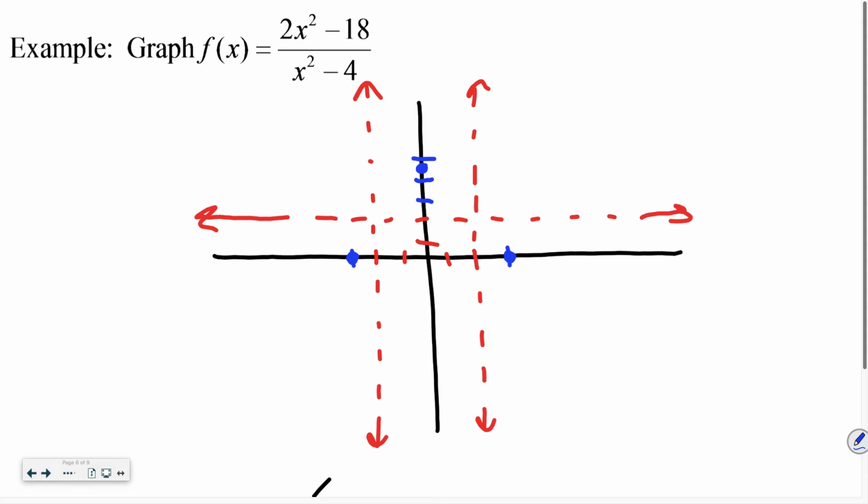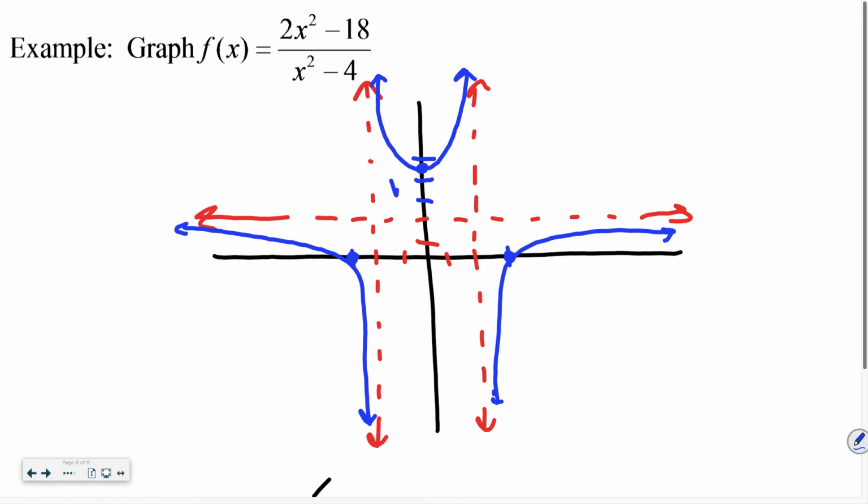To the left of 2, we have a negative derivative, negative second derivative. Decreasing and concave down, and we know it should approach the asymptotes. To the right of 2, positive derivative, negative second derivative. So we are increasing, concave down, and then here we're concave up, decreasing, then increasing. Ta-da!